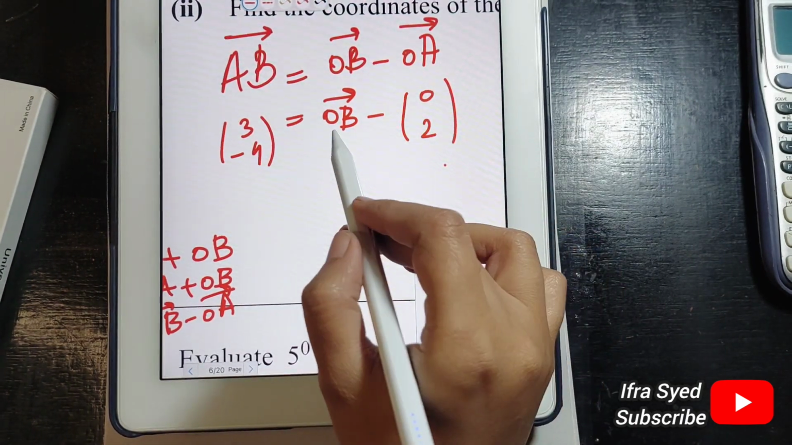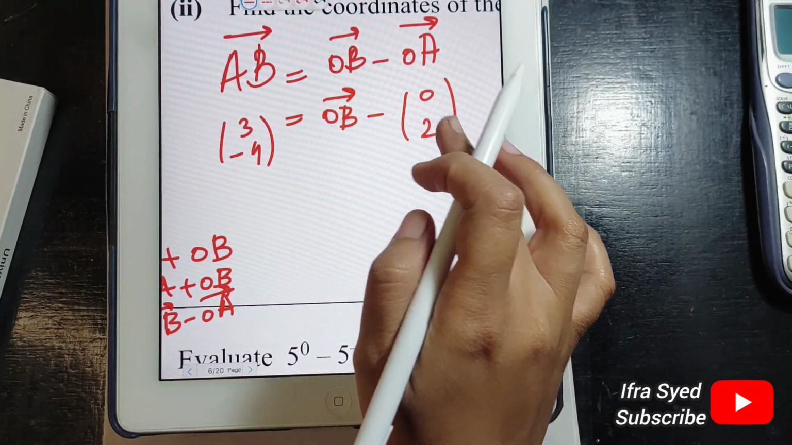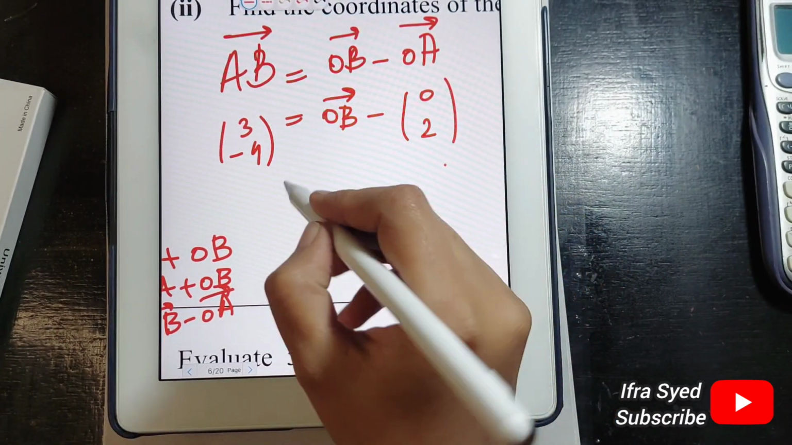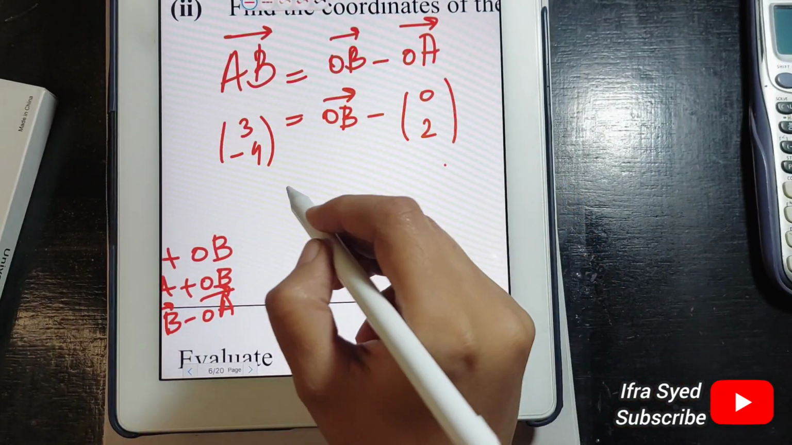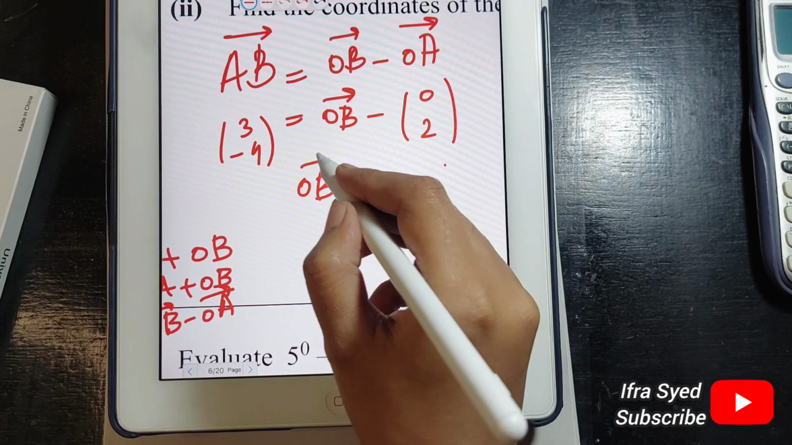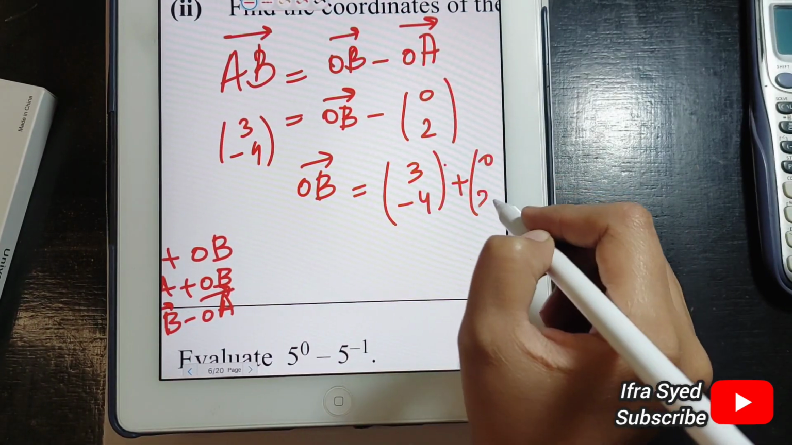So we need to find the value of OB. That's fine. I'm just moving this 0, 2 to the right side, or we can also say that I'm adding this matrix on both sides. So OB is equal to 3, minus 4, plus 0, 2.